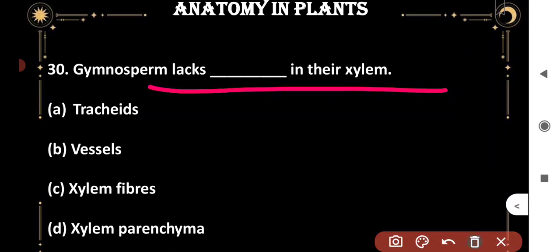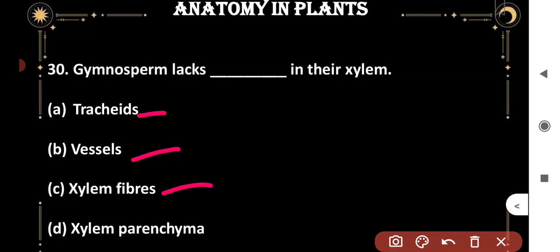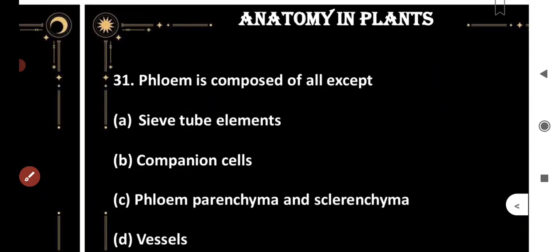Gymnosperms lack dash in the xylem. Gymnosperms lack what? Tracheids, vessels, xylem fibers, xylem parenchyma. See, gymnosperms lack vessels. Xylem vessels are not found in gymnosperms. It is the characteristic feature of angiosperms.